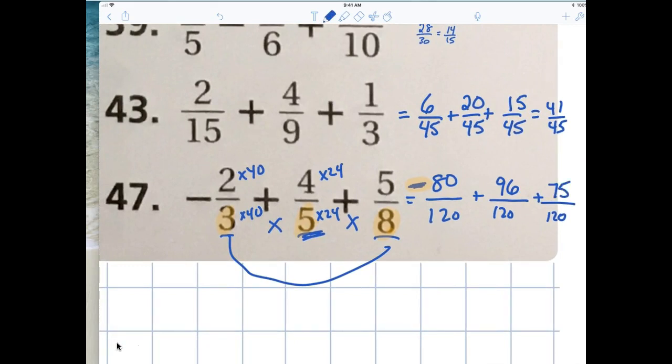Now, the hard part. We're going to find out right now. So, negative 80 plus 96 is how much? 16. Negative 80 plus 96 is 16. Now, you got to pay attention on these positives and negatives. So everybody agree that it's 16. Now, what's 16 plus 75? 91 over 120.